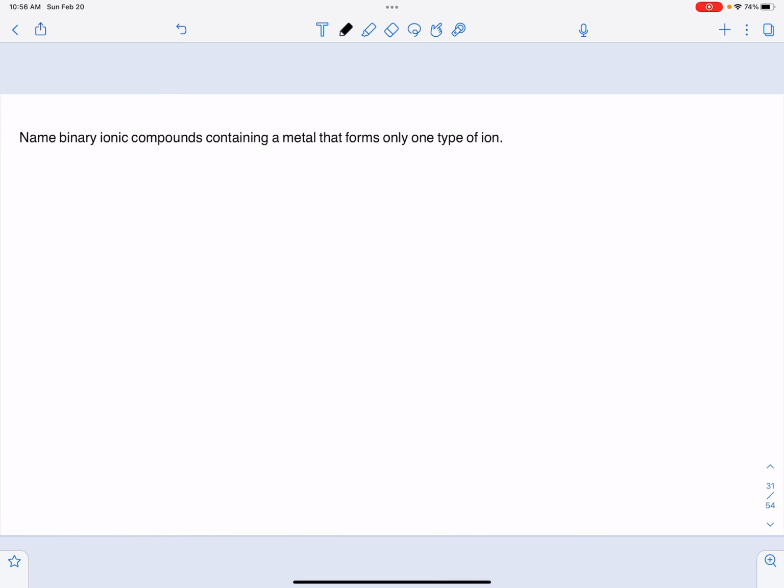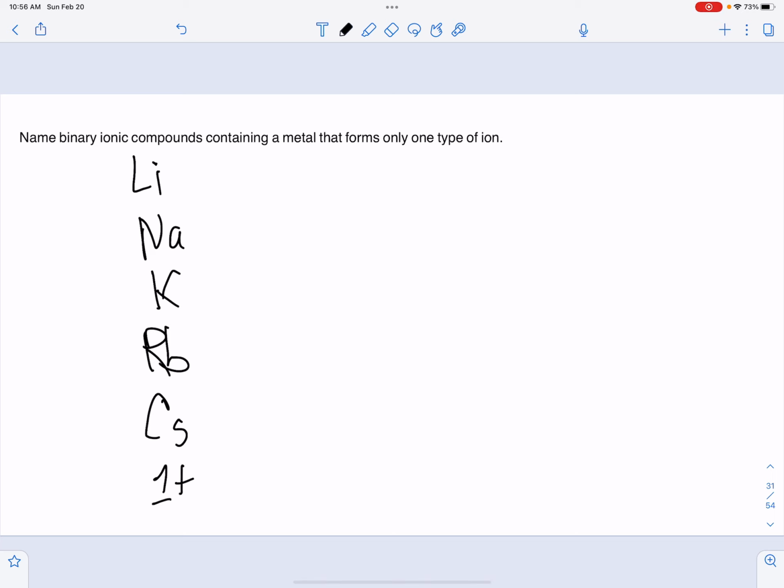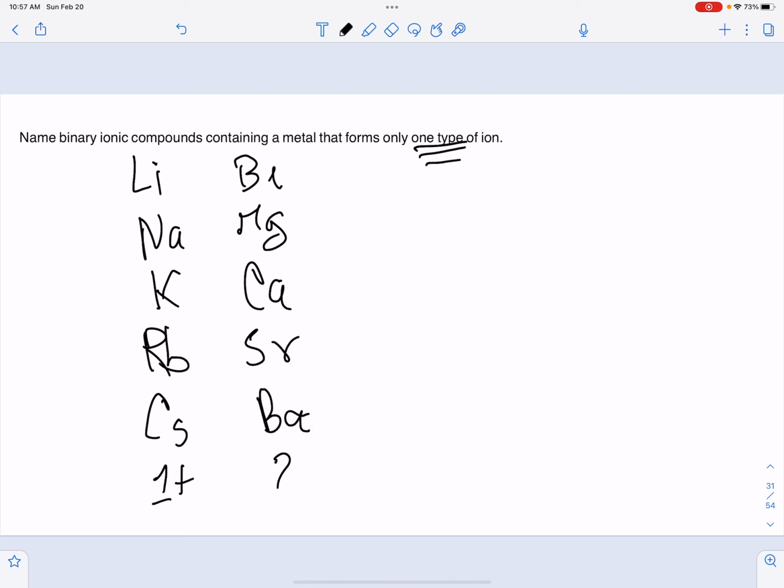So let's begin with this: name binary ionic compounds containing a metal that forms only one type of ion. Any metal in group number 1, lithium, sodium, potassium, rubidium, and cesium, is going to be 1+, and there are no other choices. Those are only going to be one type of ion. The same with group number 2: beryllium, magnesium, calcium, strontium, and barium. Those are always going to be 2+, so only one type of ion.